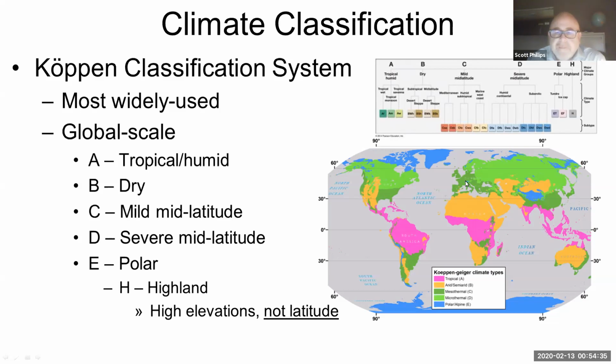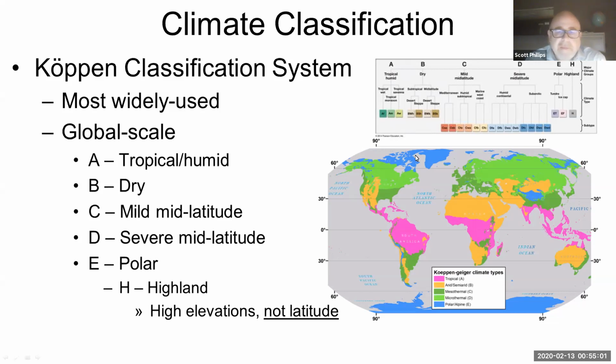The C, kind of the darker green down here and a little bit up here in California, Western Europe, these are the mild mid-latitude climates. So these are wet, but not extremely cold. They are fairly mild in temperature. And the D climates, the ones up here in Russia and northern Canada and northern United States, are what we call severe mid-latitude. And these get really cold in the wintertime.